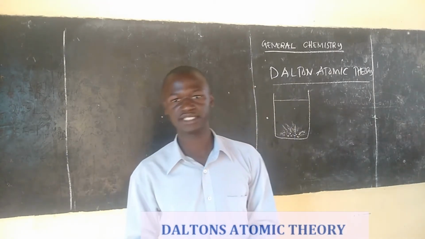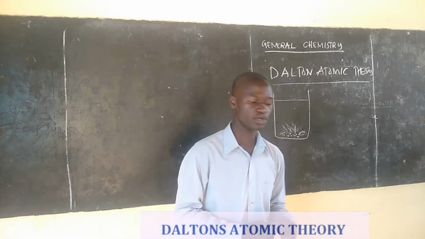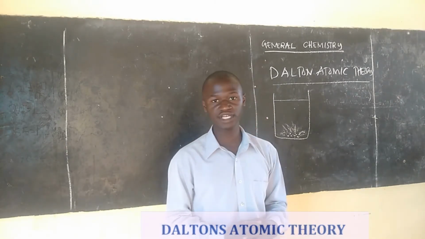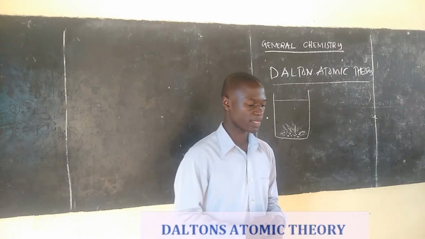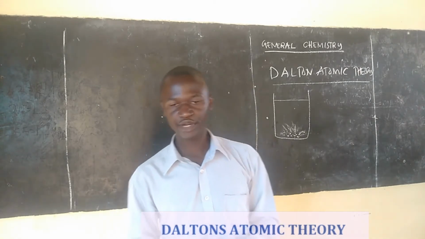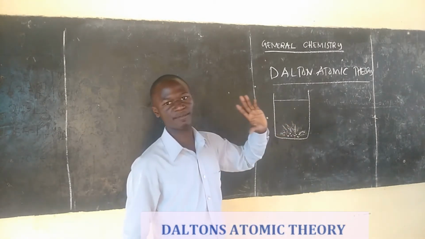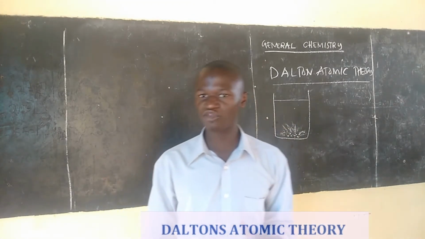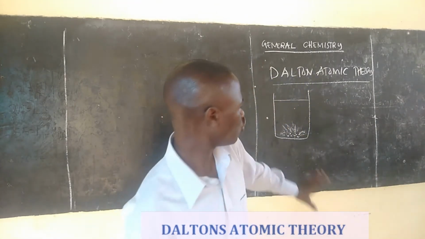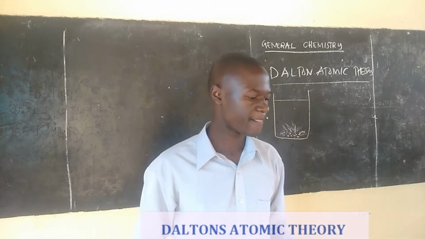That's the first evidence. The second evidence is somehow similar to the first one, but they are two different evidence. This is the dilution of potassium permanganate solution. As we know, the color of potassium permanganate is purple. So what did we expect about dilution of potassium permanganate?